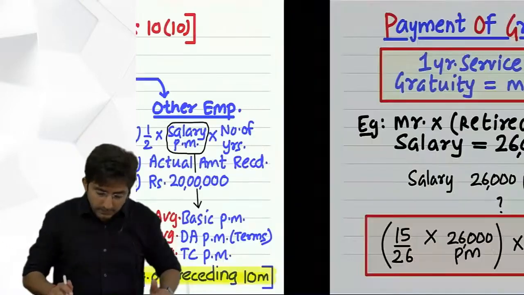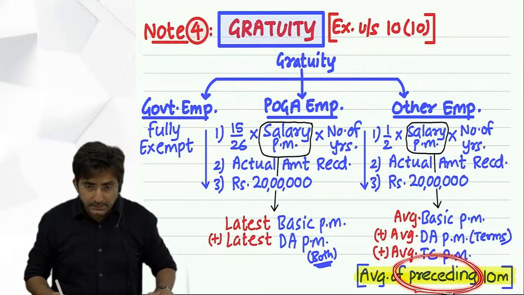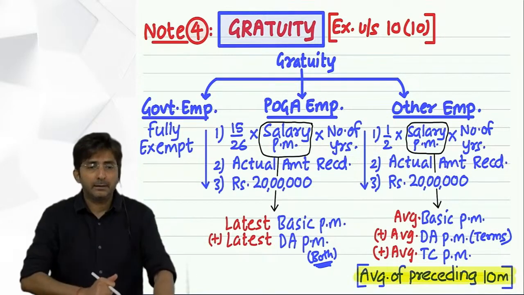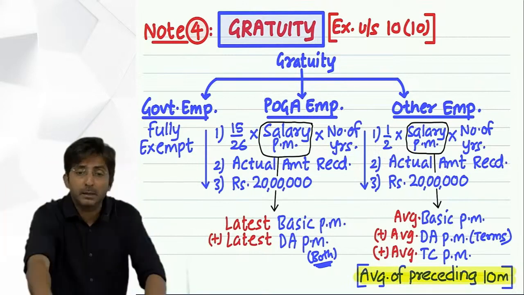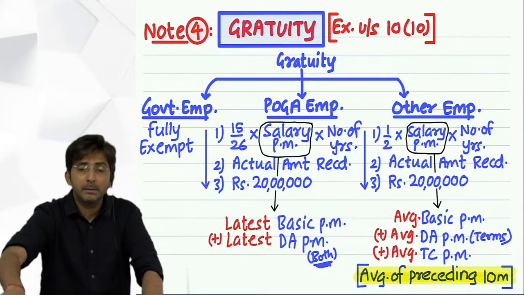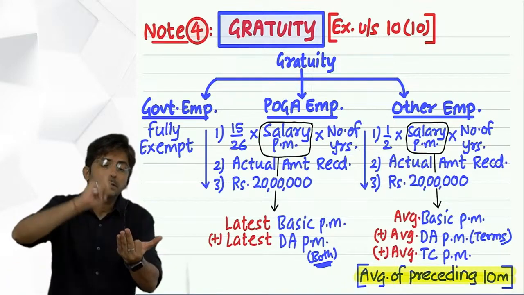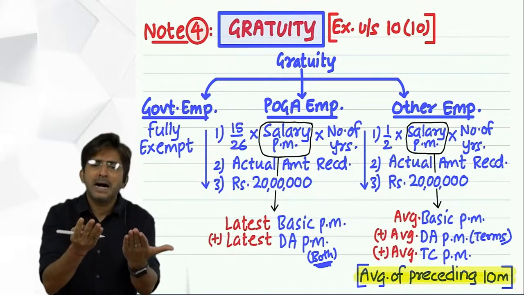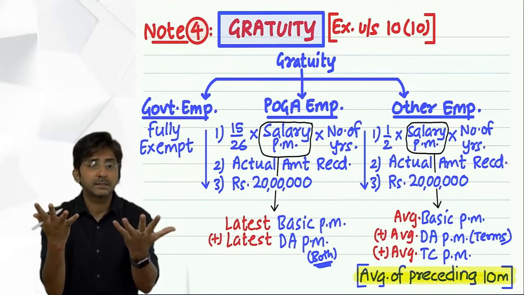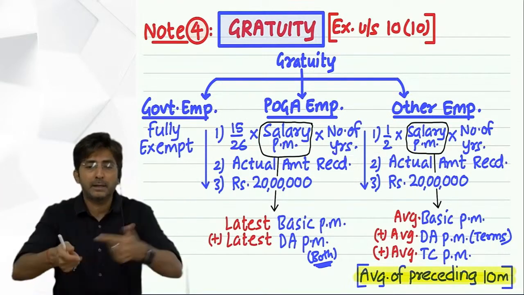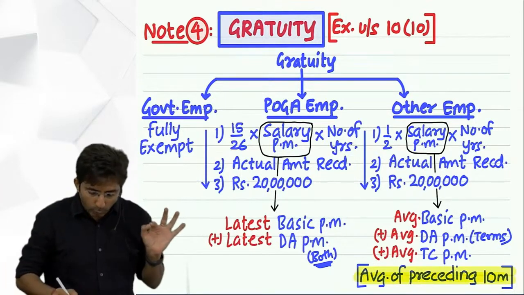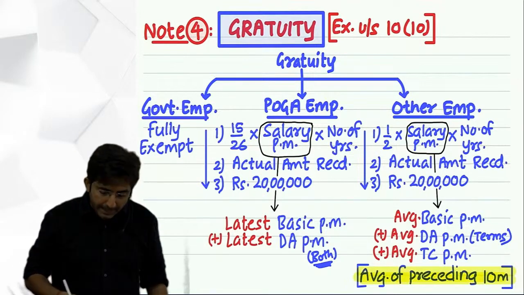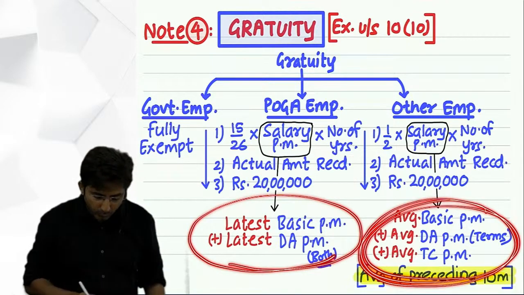And you know how to take 10 months? Preceding 10 months. Preceding means the month in which you retired, ignore it. Just before that. For example, you retired in the month of December. Ignore December, then November, October, September, August, July, June, May, April, March, Feb. These are 10 months, and you have to add the 10 months' salary and divide by 10. You have to find the average. See, how to do this exactly, I will tell you. But can anyone tell me why there is a difference in the two formulas?